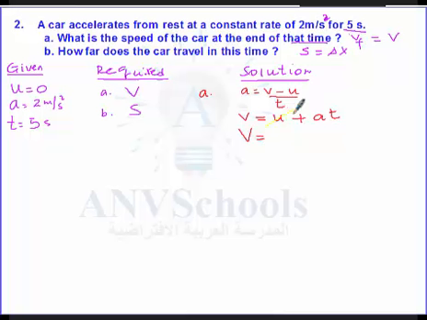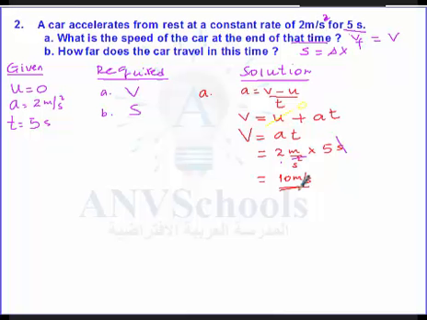Substituting the given physical quantities, the initial velocity is 0 because the car is starting from rest. It was initially at rest. So the final velocity is given by acceleration multiplied by time, which is 2 meters per second squared multiplied by 5 seconds. You cancel out one second from the second squared. Then finally we get 2 meters per second times 5, which is 10 meters per second.